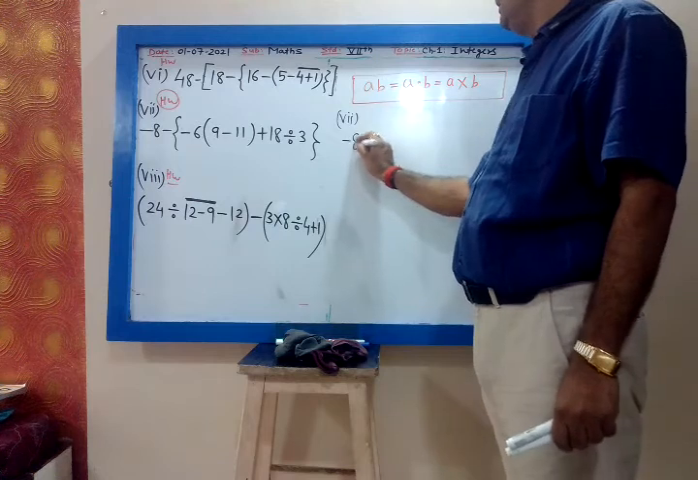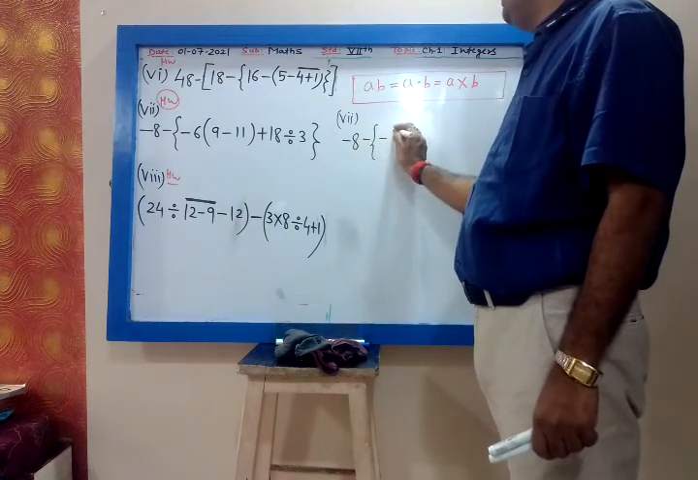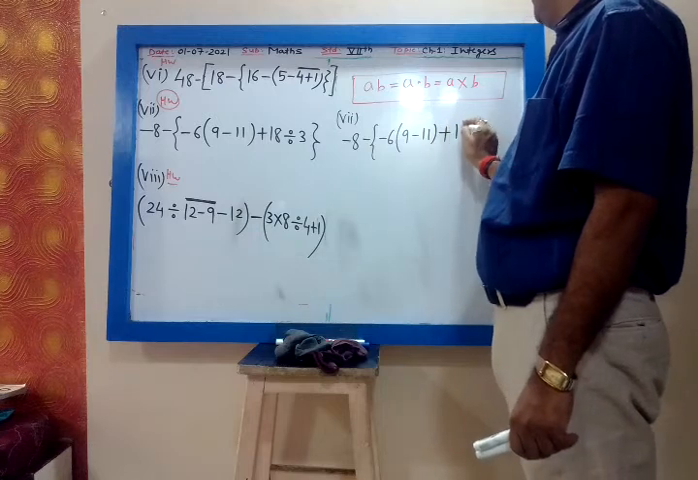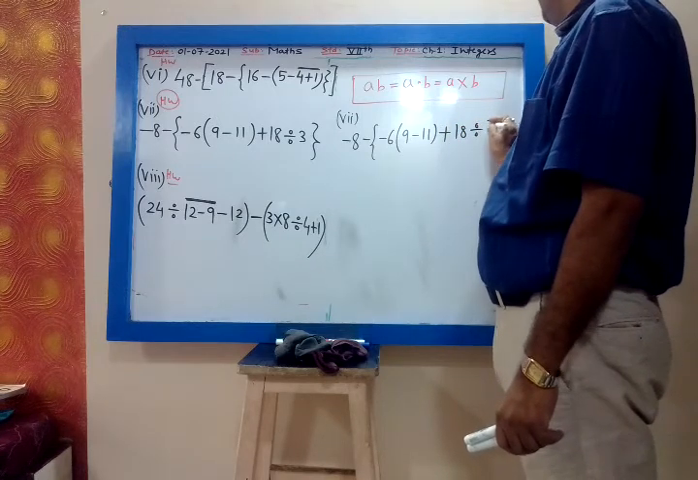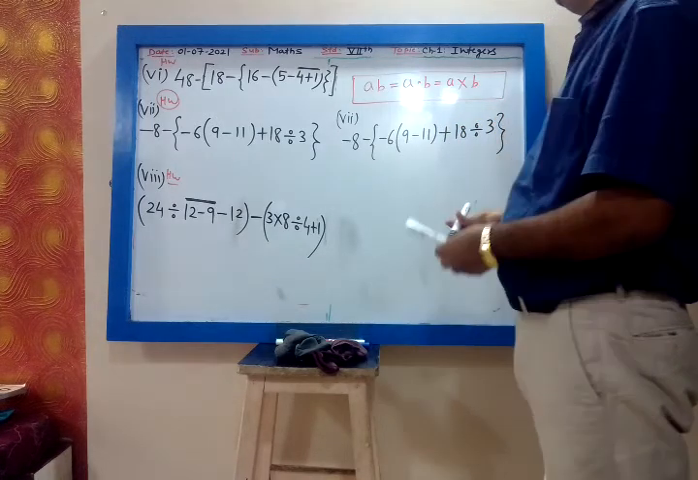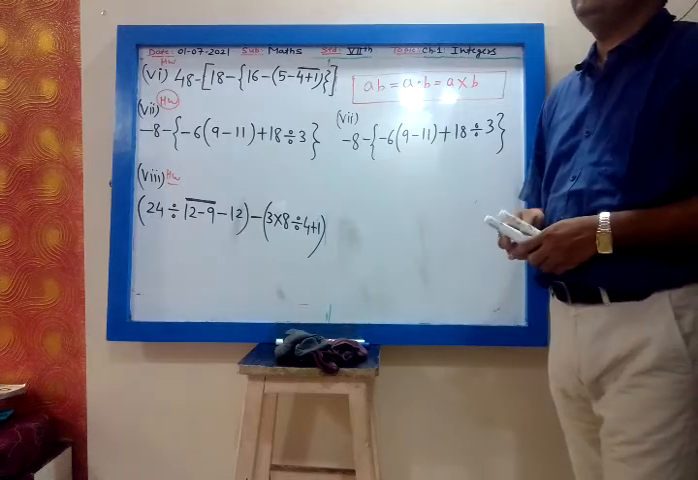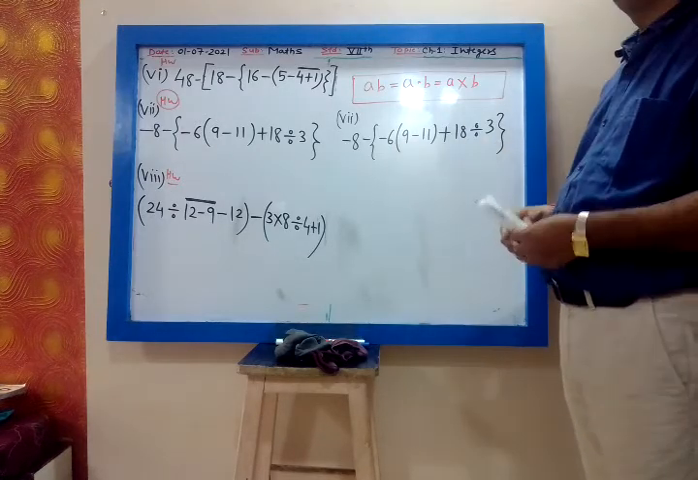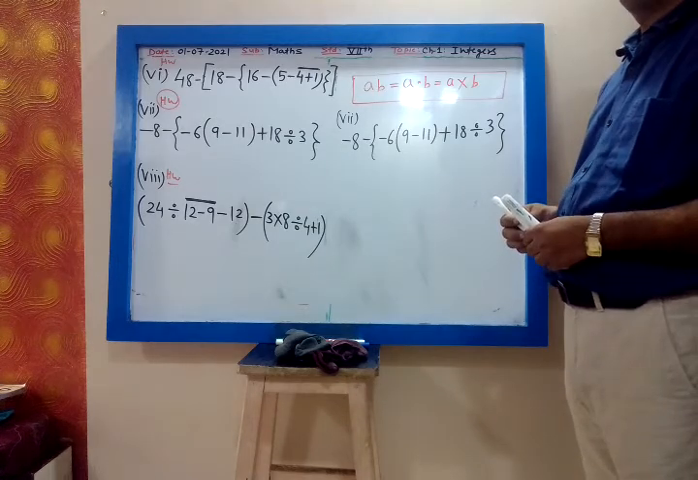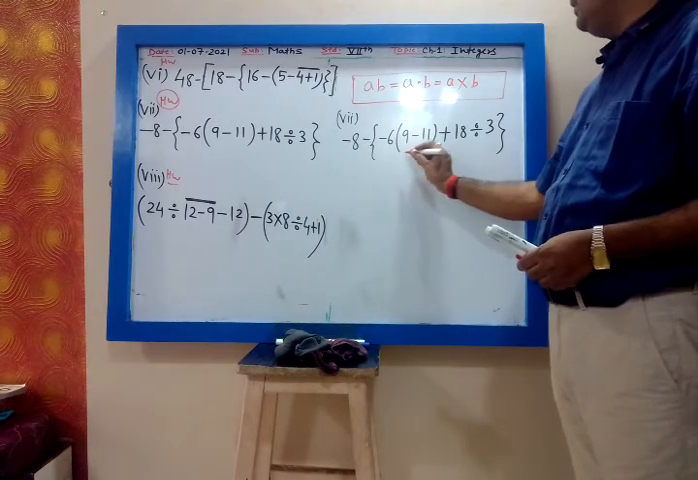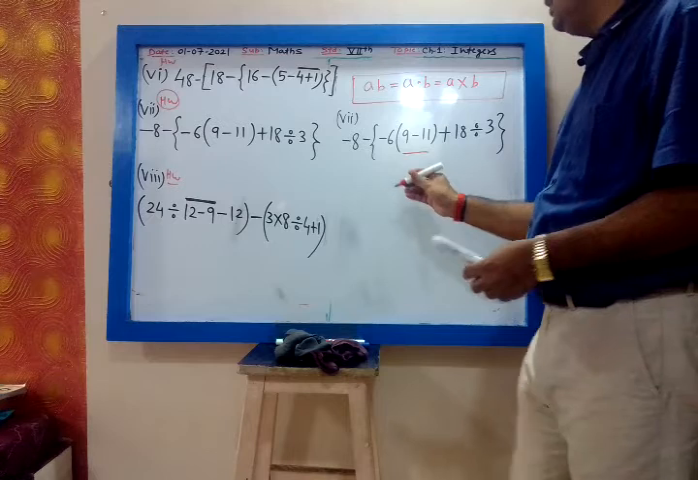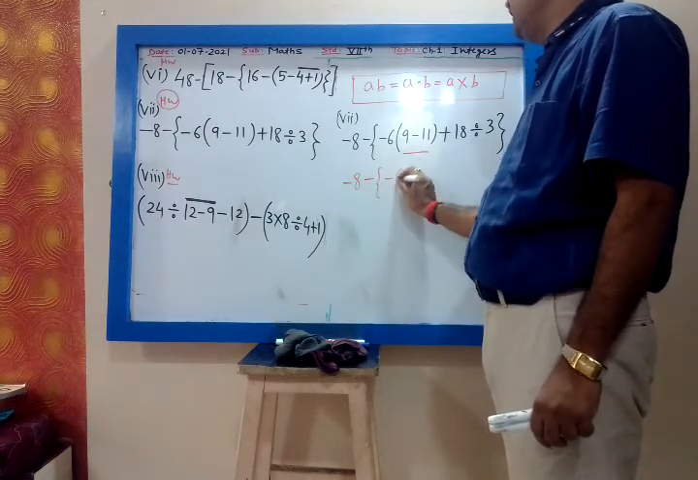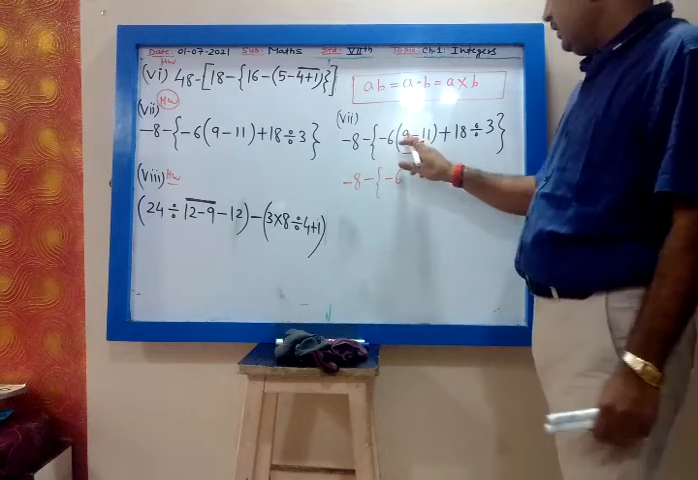Minus 8 minus {minus 6 (9 minus 11) plus 18 divided by 3}, then the curly bracket is closed. First you will simplify. How many brackets can you see? Parenthesis and curly bracket. Which will you simplify first? Parenthesis. The other numbers we write as it is: minus 8 minus 6.